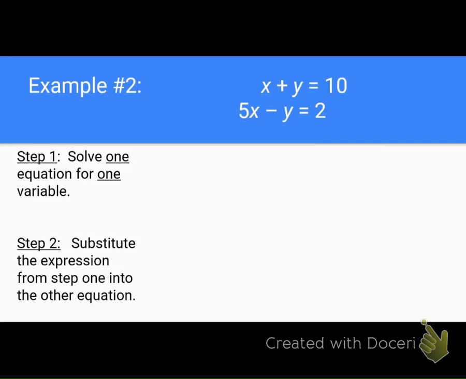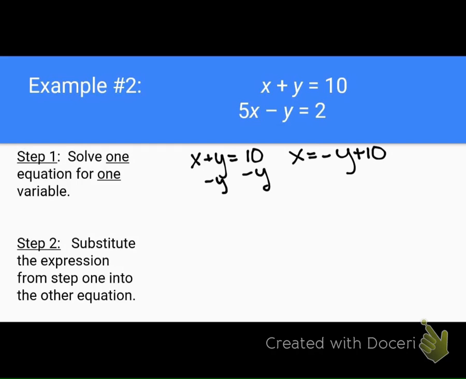Let's look at another example. Again, I'm going to solve one equation for one variable. So let's try solving this equation for x. Okay, it doesn't always have to be for y. I can solve for x too. So it's starting as x plus y equals 10. If I subtract y from both sides, I get x equals negative y plus 10. Okay, so there's my step 1.